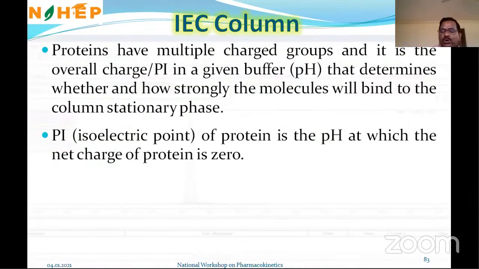Like that, the proteins are separated. All the proteins may not have the same charge. The different proteins have different charges. So depending on the pH change, the proteins are separated.